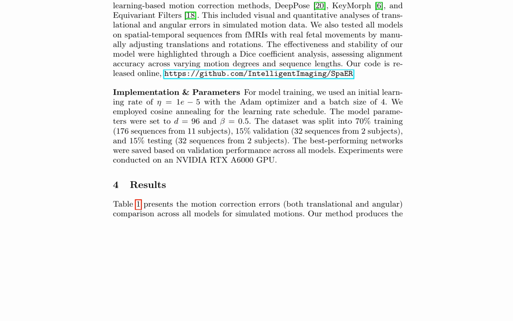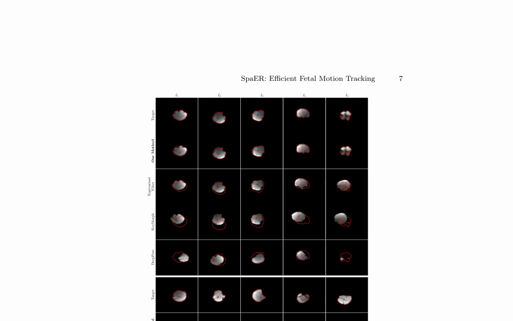The code is released online for further exploration. The SpaER method, presented in this research, efficiently tracks fetal motion by adopting a spatio-temporal equivariant representation learning approach. This differs from existing methods, which focus on estimating motion parameters at individual time frames.